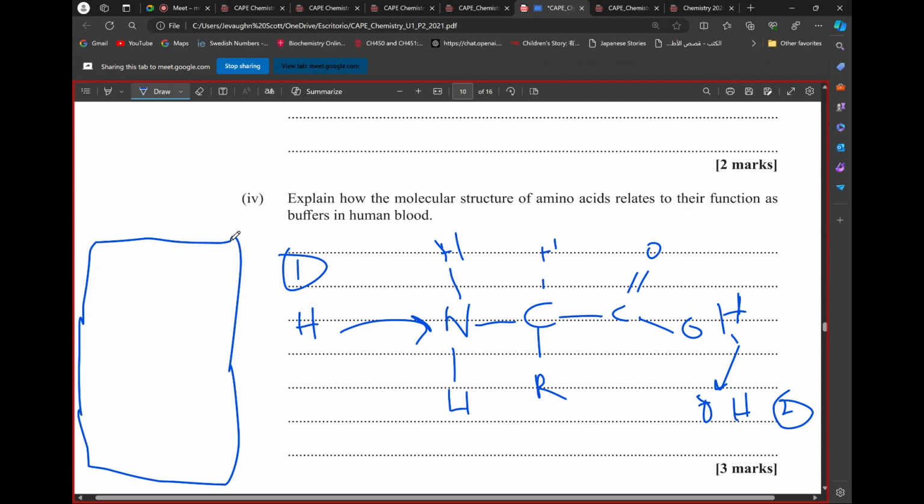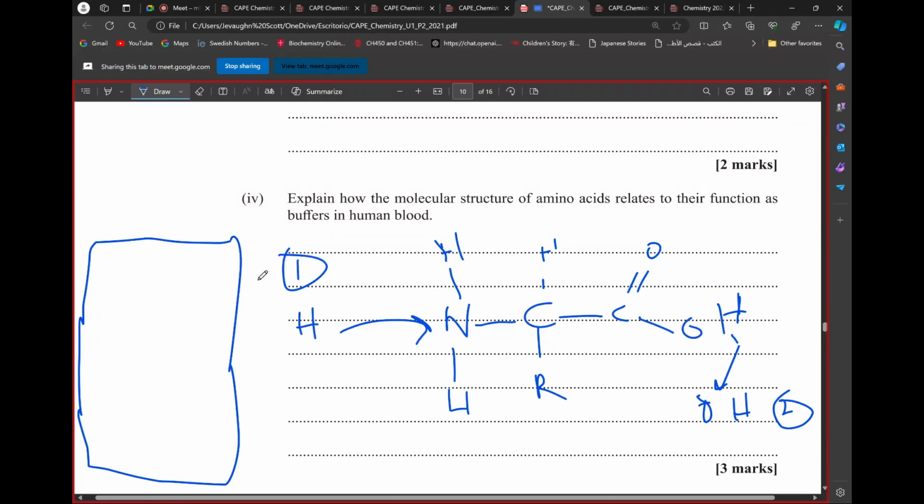Is it a case wherein if you add hydrogen, it will bond with the amine group, and if you add hydroxide, it will react with the hydrogen from there to form water? Yes. So it stabilizes pH like that, right?